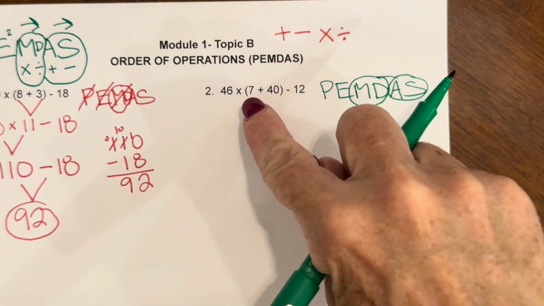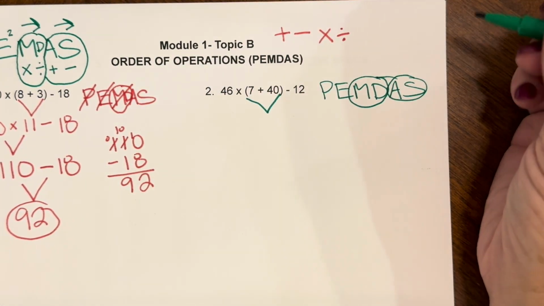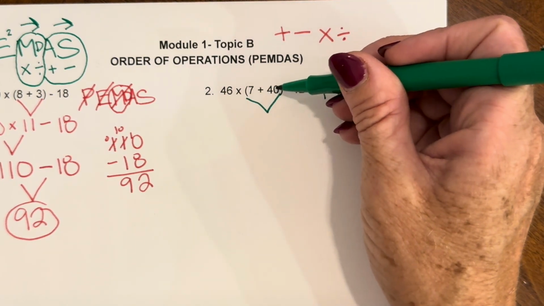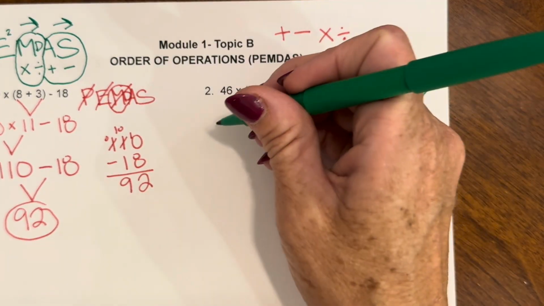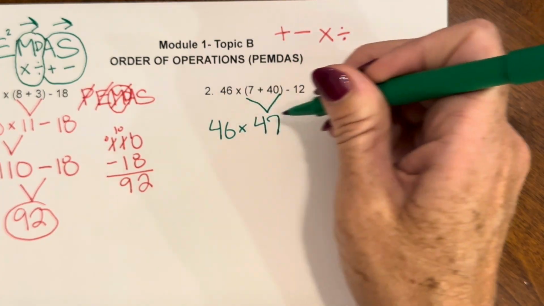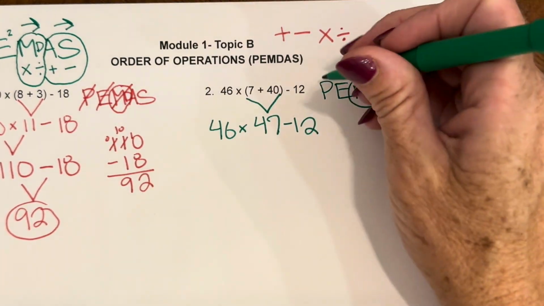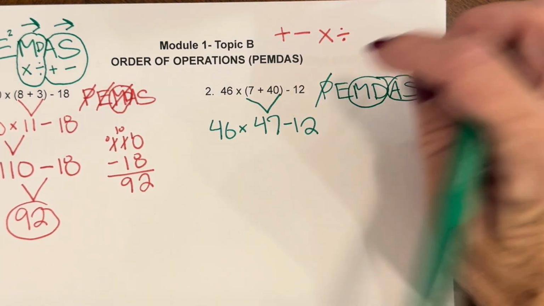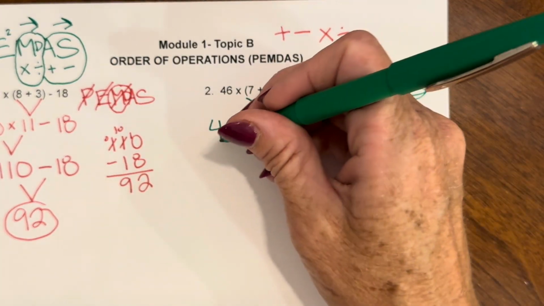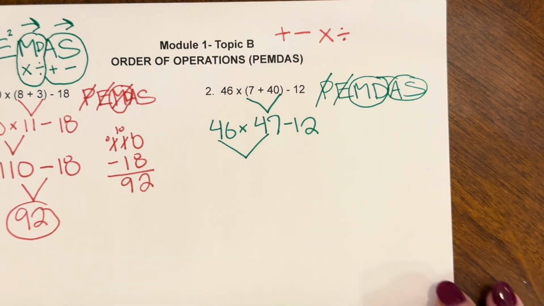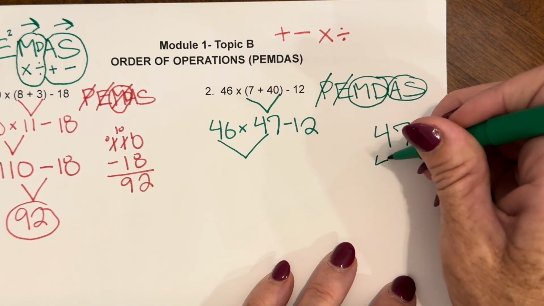Okay, so the first thing I see is there are parentheses. And that I could do in my head. So 7 plus 40 is 47. And then we're going to copy everything else down. Okay, then we look. I don't have any more parentheses. I don't have any exponents. I do have some multiplication right here. So let's come over here on the side and solve that using the algorithm.